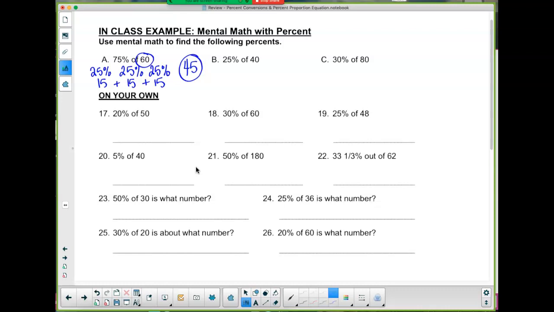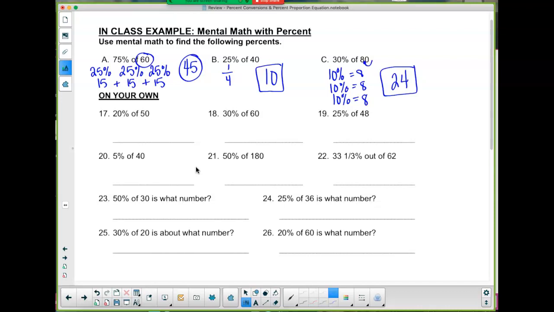Okay, letter B, 25% of 40. 25% is just 1/4. What's 1/4 of 40? Go ahead, Zachary. 10. 40 divided by 4 is 10. And then letter C, 30% of 80. What should I start with when I want to find 30%? Last week was a long time ago. Zachary? 10. Start with 10%. So I need 10%, 10%, and 10%. What's 10% of 80? Remember that's 1/10, so just move your decimal over 1. 10% is 8, another 10% is 8, and another 8. 8 plus 8 plus 8 is 24.